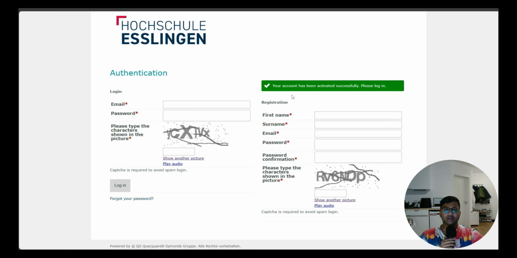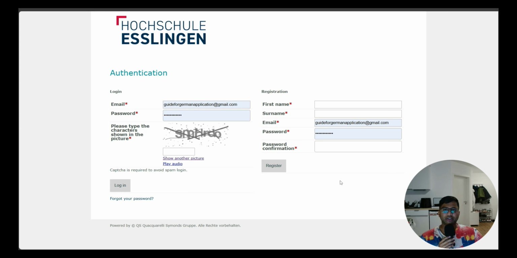Once you click on register, your account will be activated successfully. Please log in. This is what I wanted to mention to you guys in the first video, where I showed you how to register in the application portal, and also we checked the requirement analysis. This is what I wanted to mention in the first part of the video.